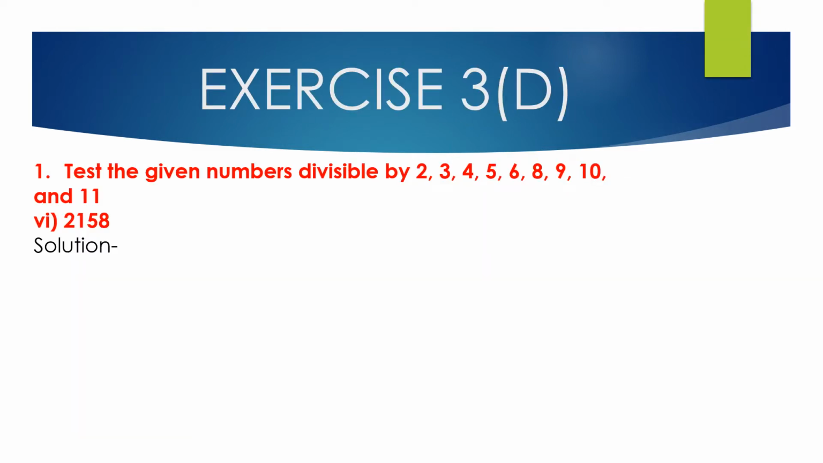Now question number 6th bit, 2158. We have to check this number 2158 for divisibility by 2, 3, 4, 5, 6, 8, 9, 10 and 11 or not. First we will check the number 2158 is divisible by 2 or not. Divisibility of 2.